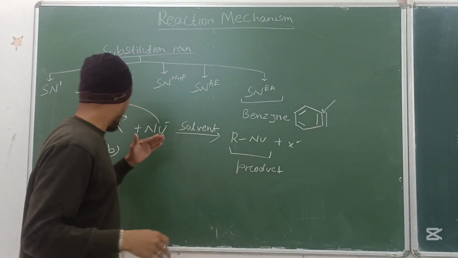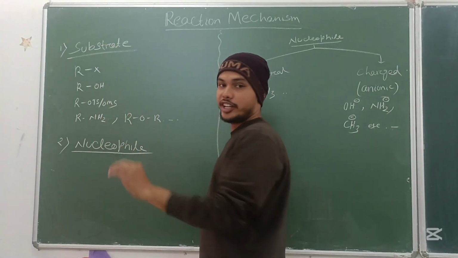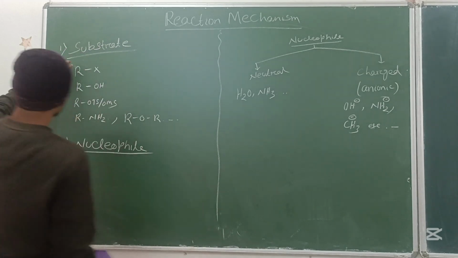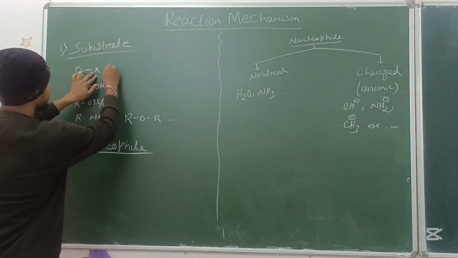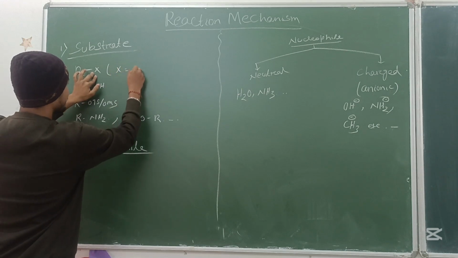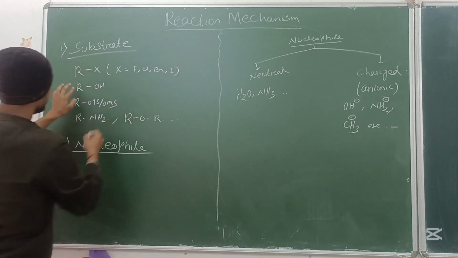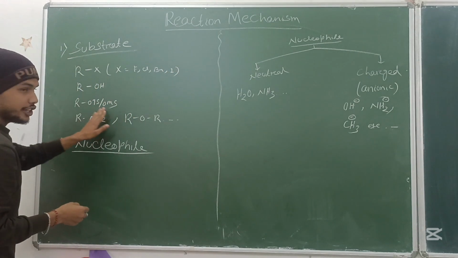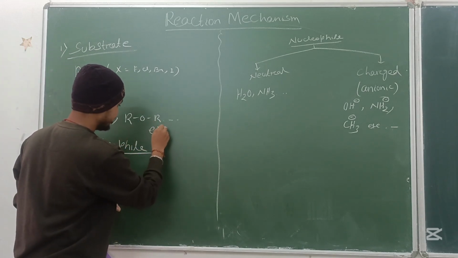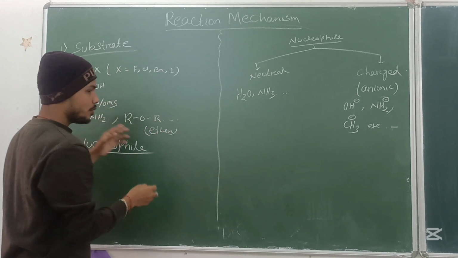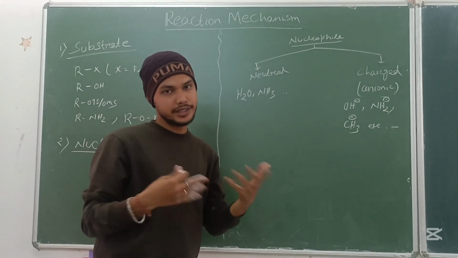So let's start. What is substrate? Substrate means there are various types of substrate like RX. X means halogens: fluorine, chlorine, bromine, and iodine. Similarly, ROH, ROTs, ROMs, RNH2, ROR. This is ethyl disulfide. Similarly, what do you mean by R? R means alkyl. It may be 1 degree, it may be 2 degree, or it may be 3 degree.